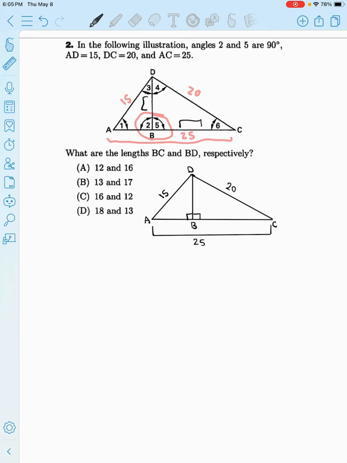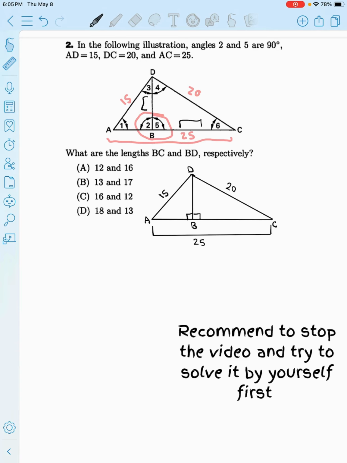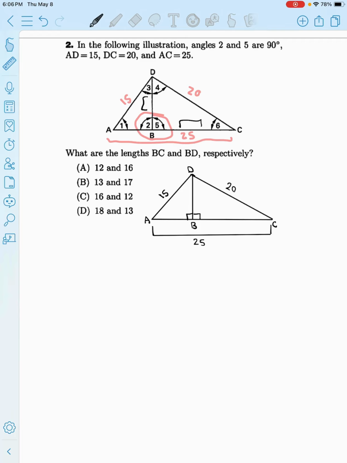I started by just drawing the two triangles again, making it more clear where the 90 degrees are and where the values are. And we can start by using the triangle equation that we know. Let's say we start with the triangle ADB.